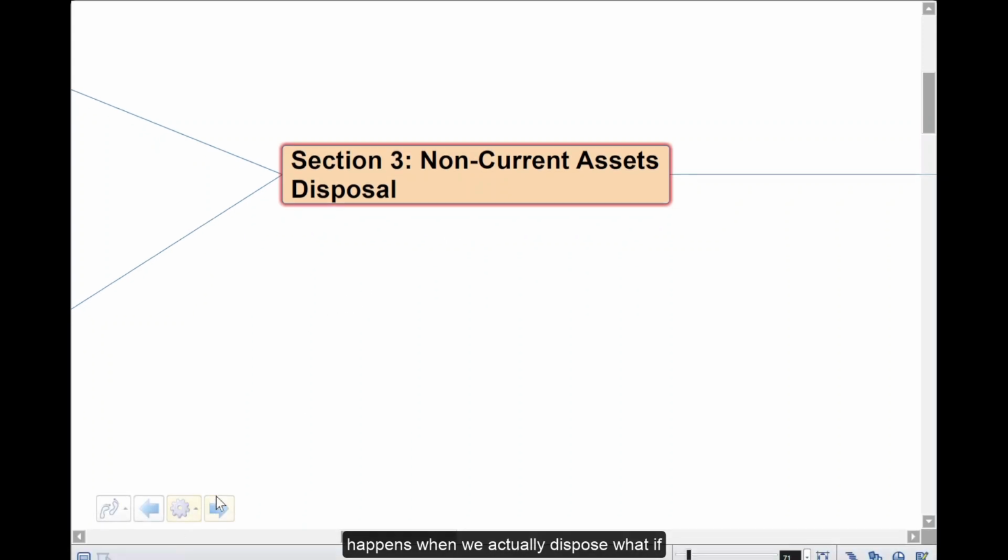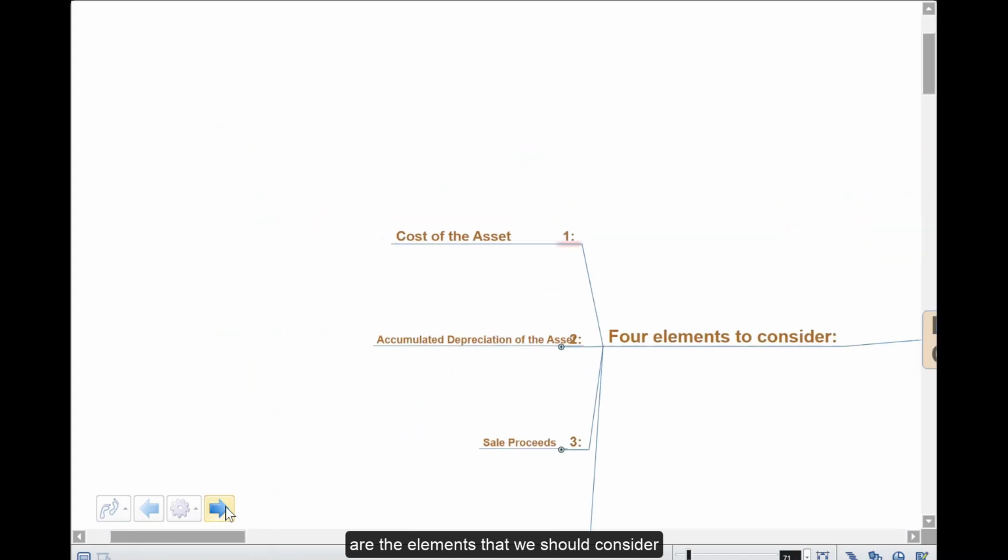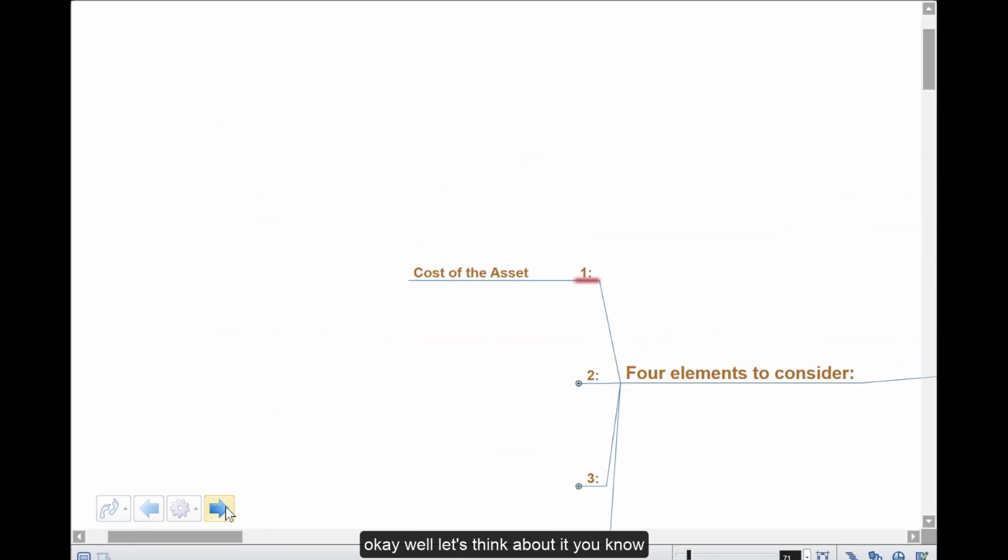What happens when we actually dispose? Well, what if we get rid of an asset? Surely we have to make some adjustments. Absolutely. So what are the elements that we should consider? Okay, well, let's think about it. If I purchased an asset 3, 4, 5 years ago, certainly the cost is in my account somewhere.